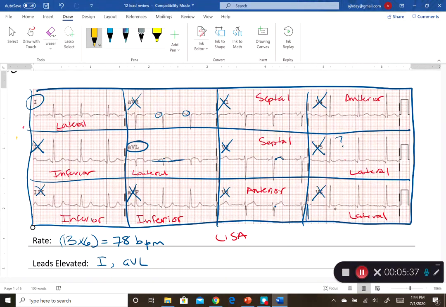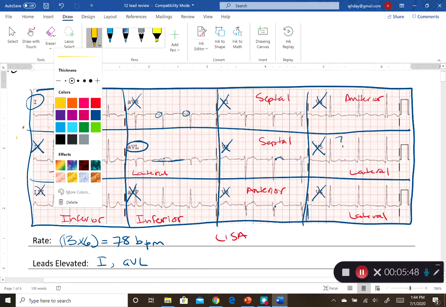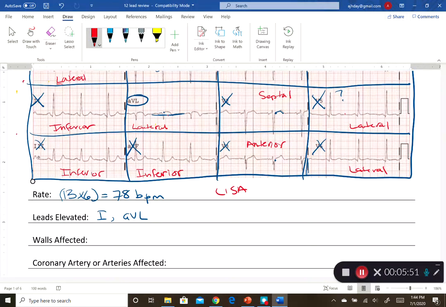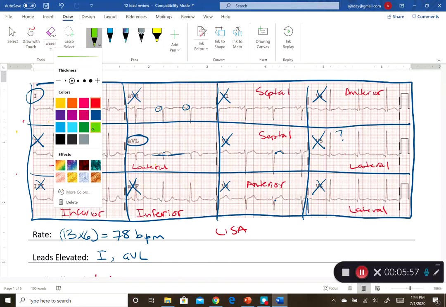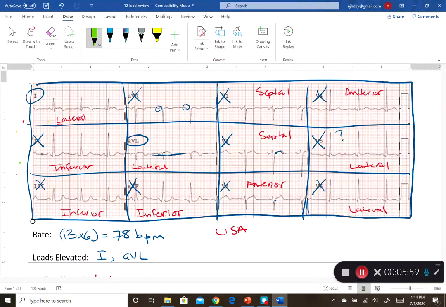So whenever you are doing these, I just suggest writing it out. I got my leads elevated as 1 and AVL. Those correspond with my lateral wall, so I can go ahead and write walls affected. It's going to be my lateral. Next, I want to look at the arteries affected. My lateral, when looking at my handout, I see that it corresponds with my left circumflex, so I'm going to go ahead and write that in with all the laterals.